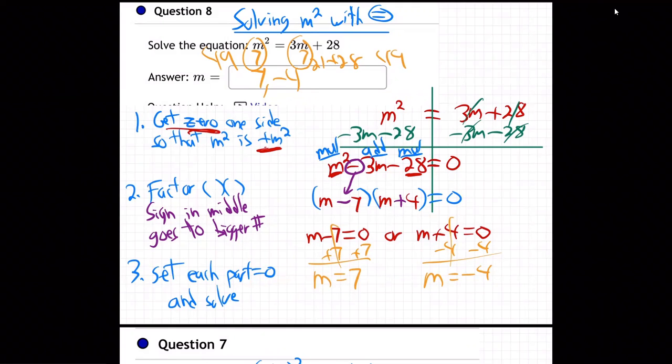It balances the equation. With negative 4, if I plugged in negative 4, watch. You don't have to do this. It's not required. I'm just showing you what it is. We plug in negative 4 here and negative 4 here. Negative 4 squared is 16. 3 times negative 4 is negative 12, plus 28. 28 minus 12 is 16. Look at that. It balances the equation. Either positive 7 or negative 4 plugged into both m slots balances the equation. Those are the values that make the equation true.